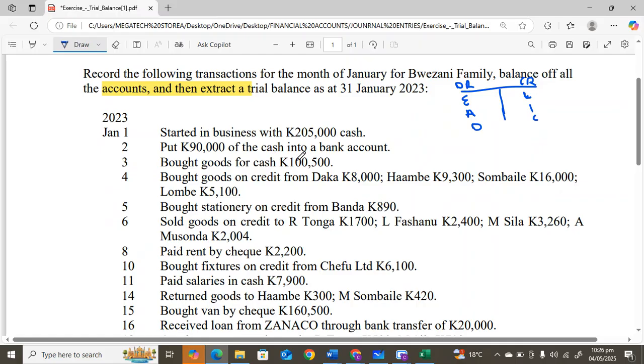Bought goods for cash, 100,500 kwacha. So, which two accounts are involved here? Okay. So, which one increase? Which one decrease?